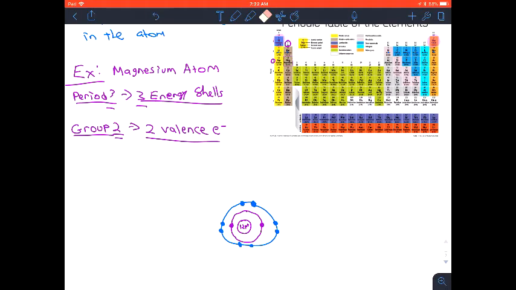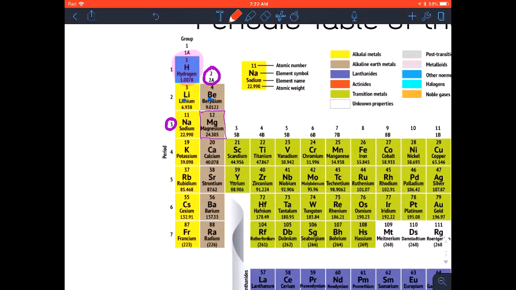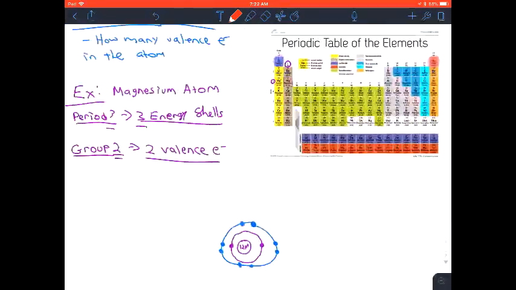We have to move on to the third energy shell. So how many atoms did we go into the third period? Well, we traveled past sodium and we traveled to magnesium. So therefore, we need 2 electrons on the outermost shell.